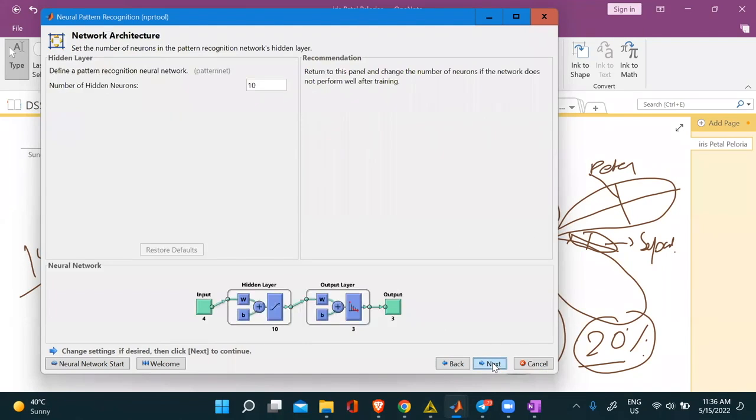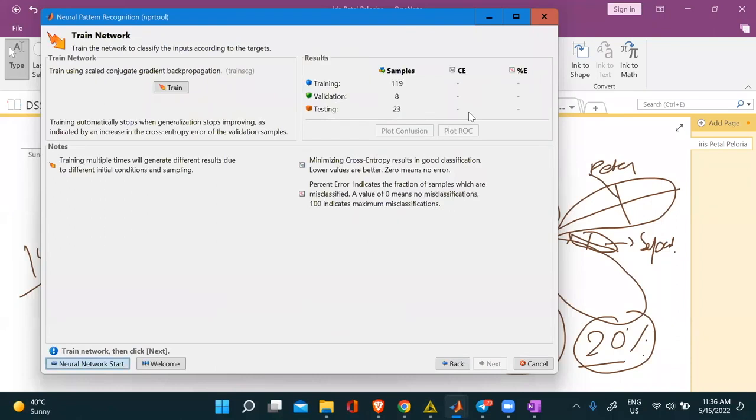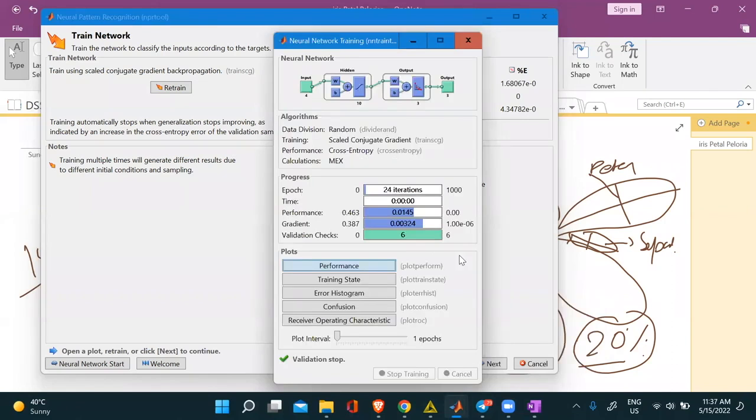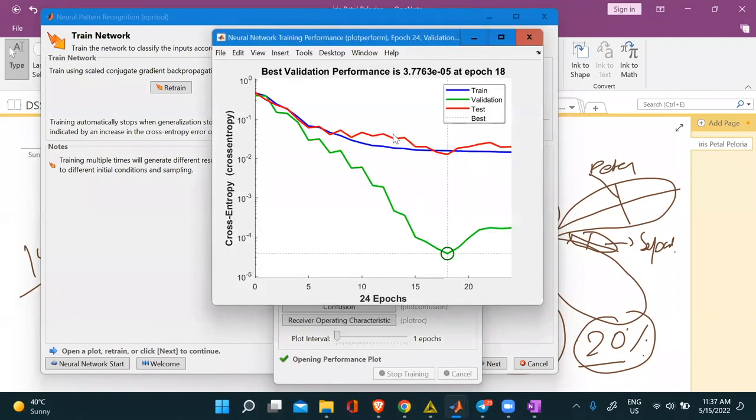So next. Train. Now training has been started, and now we can see the results here. If I say performance, you can see that this is the error rate. So the error reduces. This is the graph. So 10 to the power minus 1. That means the accuracy rate is quite high.